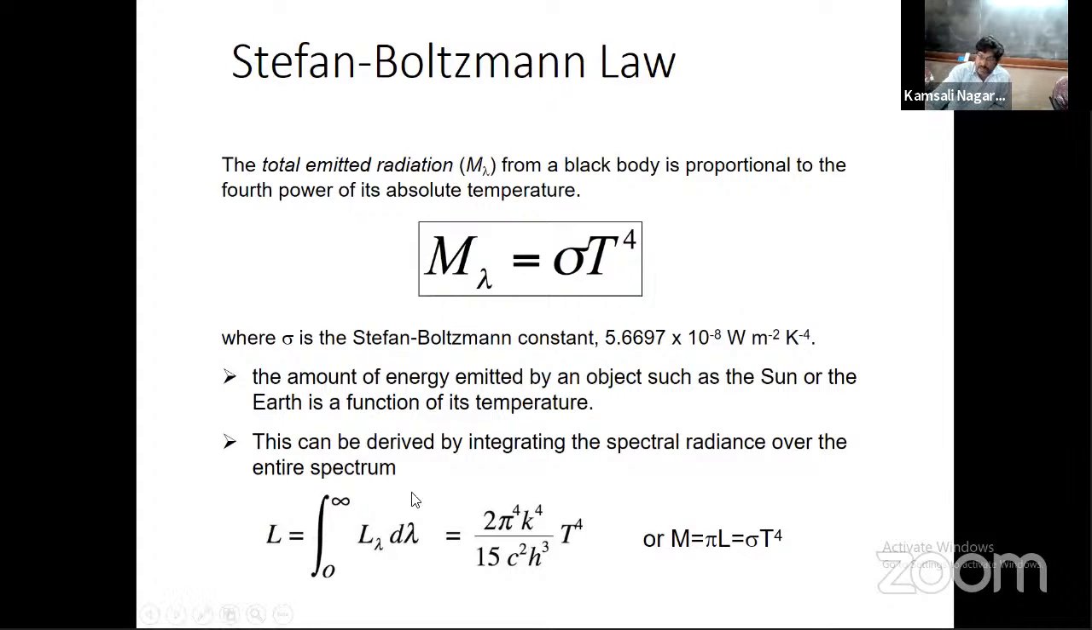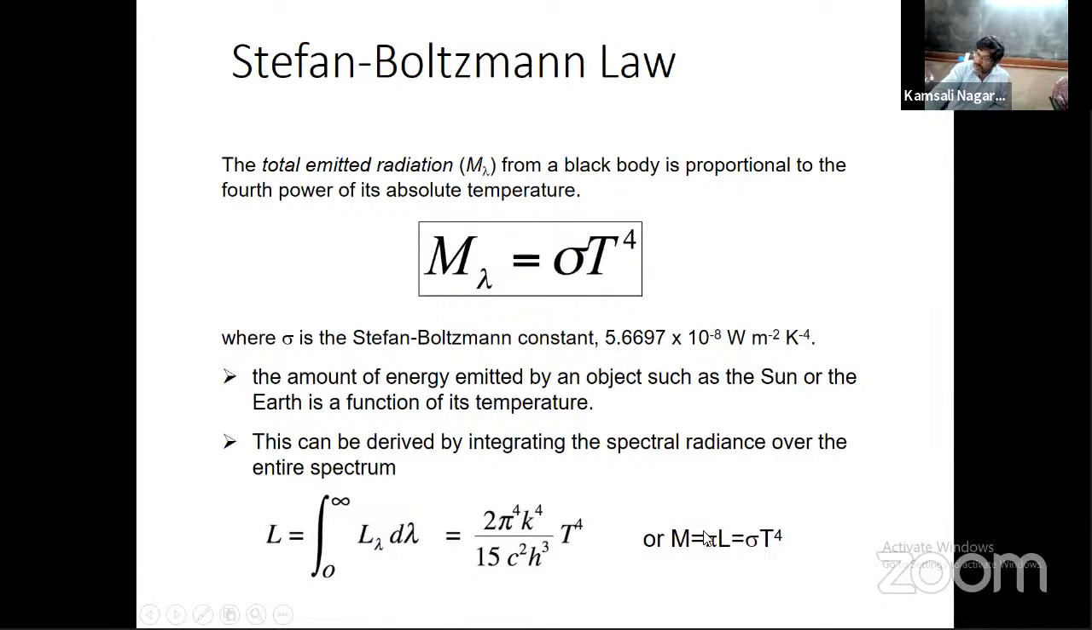This can be derived by integrating the spectral radiance over the entire spectrum, from 0 to infinity, where these are the usual symbols, or we can write M = πL. Pi is for the 180 degree solid hemisphere. You can't call it 2π to a great extent. That should be equal to σT⁴. That is the Stefan-Boltzmann law.